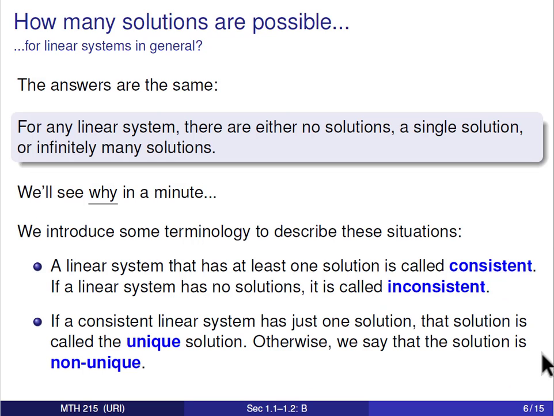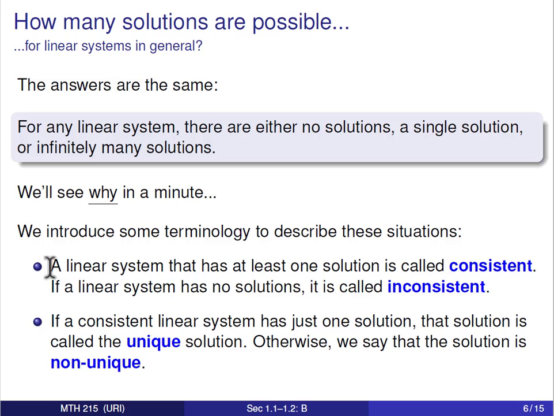All right, so those answers were the same in our two examples of two equations with two variables and three equations with three variables. And in general, the answer will be the same no matter how many equations and how many variables. For any linear system, there will always be either no solutions, one single solution, or infinitely many solutions. It's either 0 or 1 or an infinite number of solutions. Now we'll see exactly why that is in a second, but let's come up with some terminology to describe what we've just said already. So the new terms we want to introduce are consistent and inconsistent, unique and non-unique.